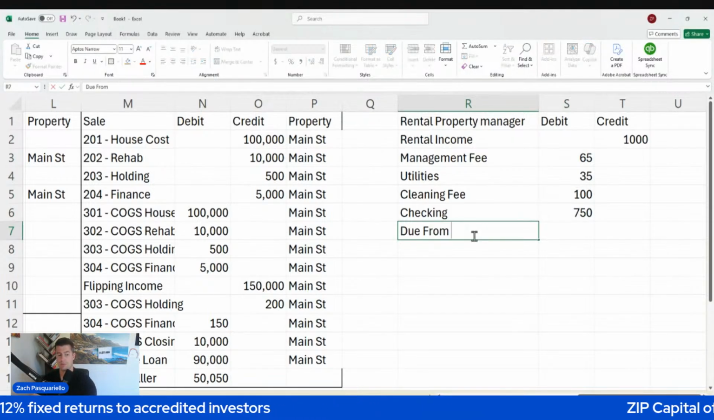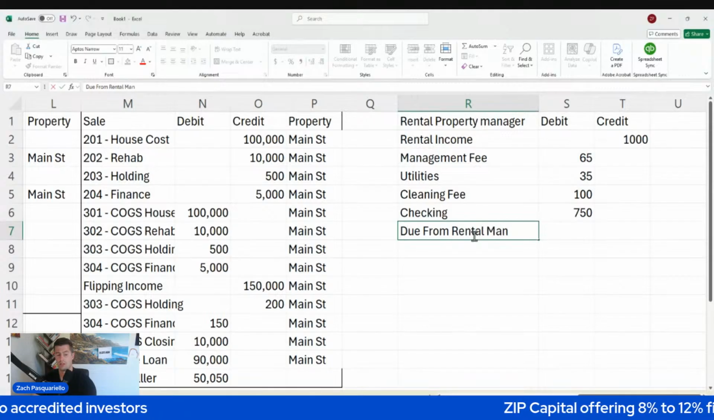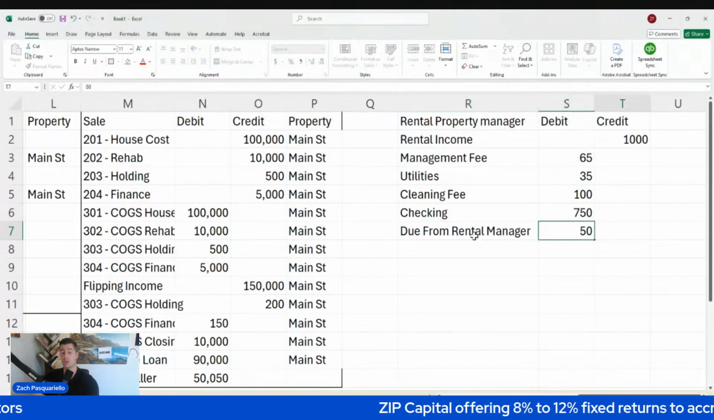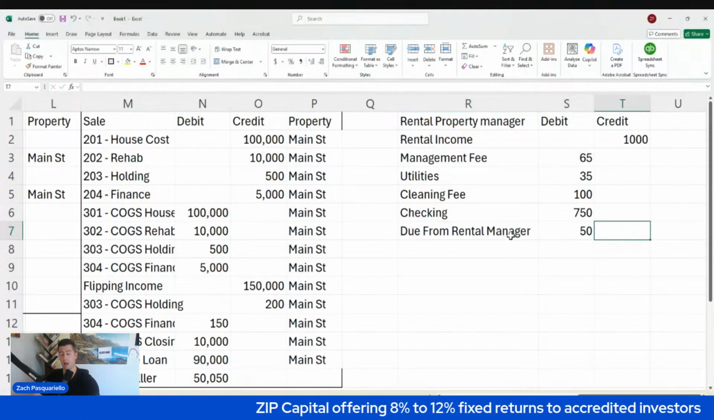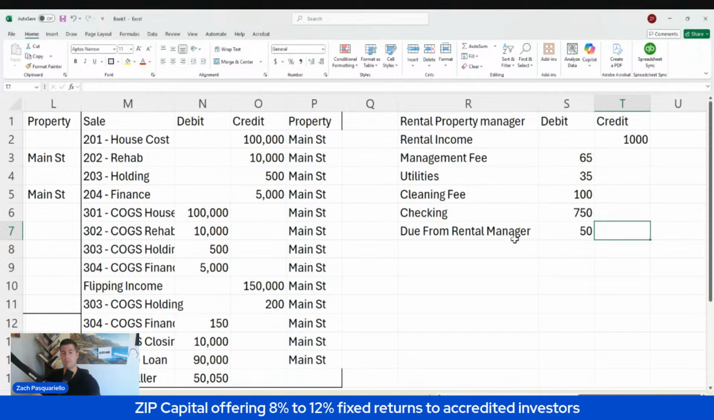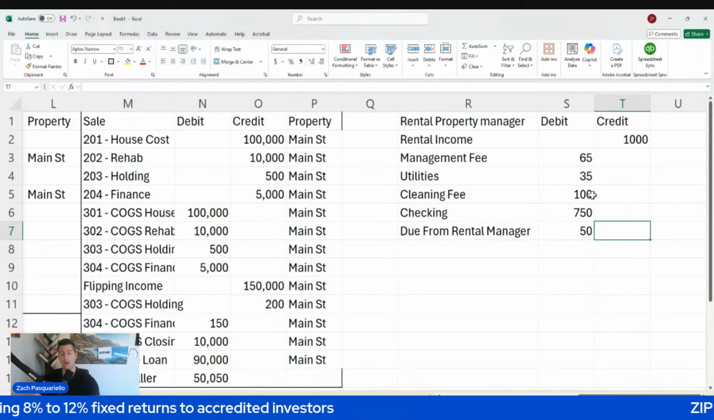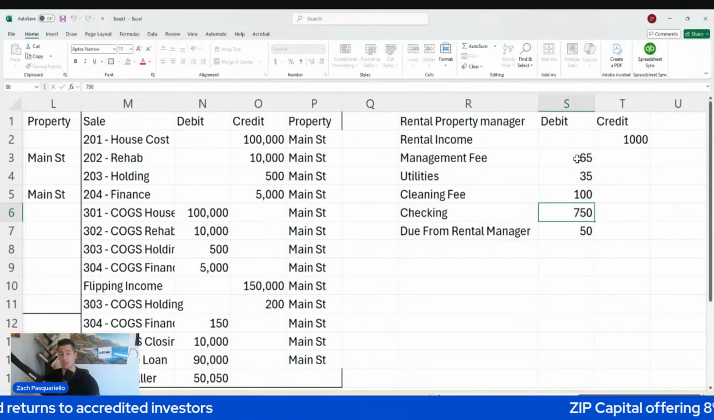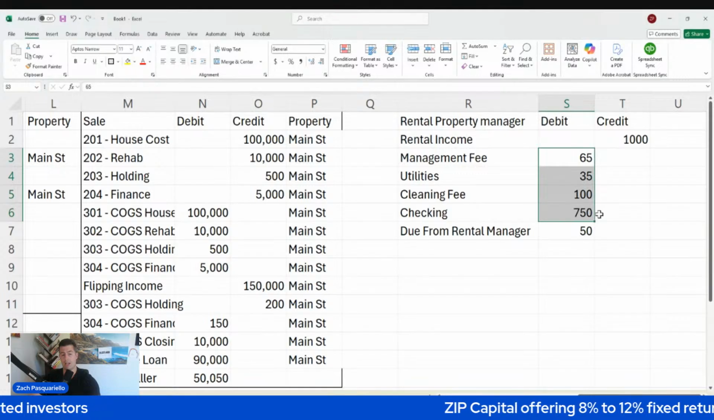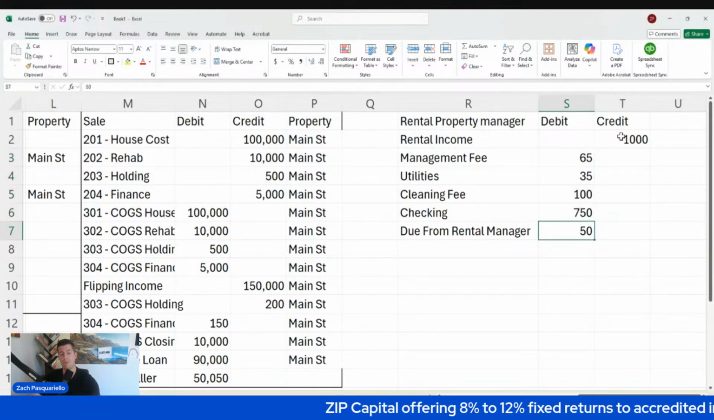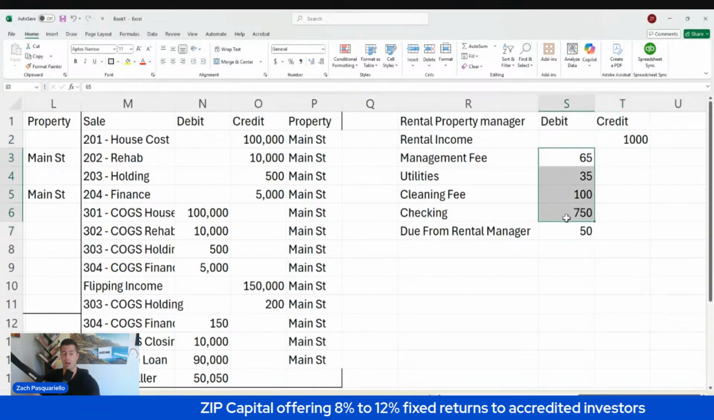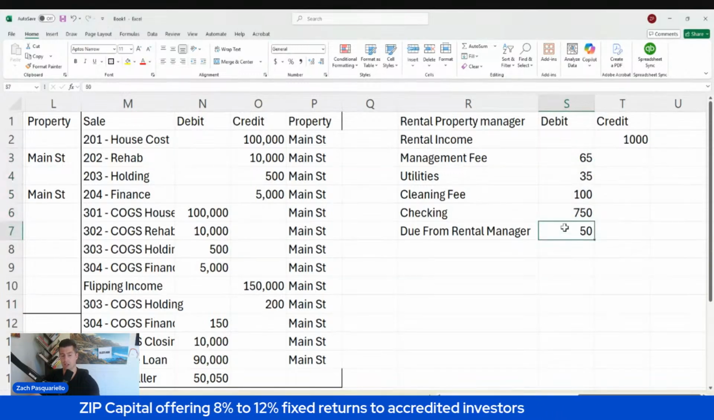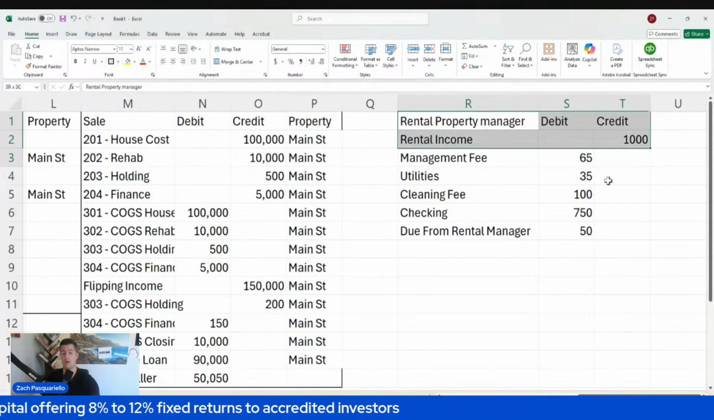So what I typically do from the rental manager is this, the reserve account. The property manager typically holds a reserve account, just in case, I guess. So it looks like you only received $950, but in reality, you actually got the full 1,000, but the property manager is holding $50. This is what the journal entry looks like for one property.